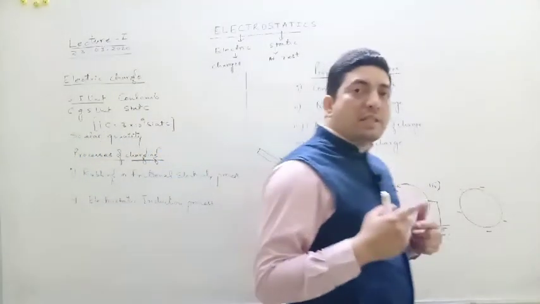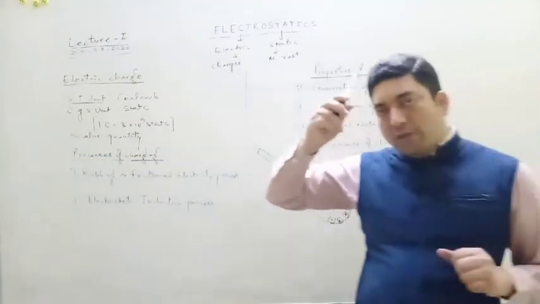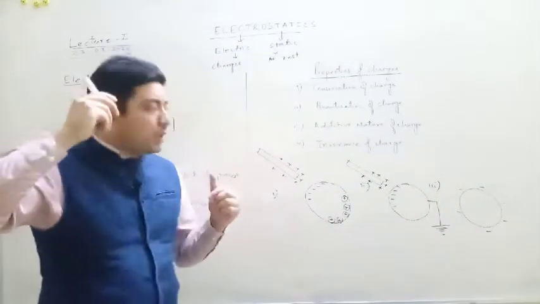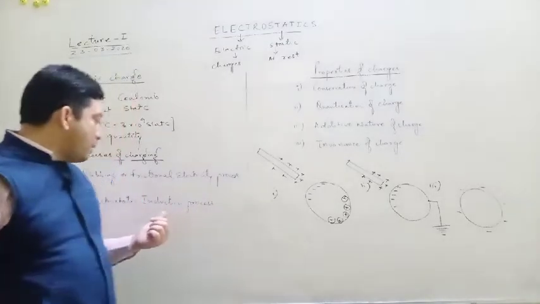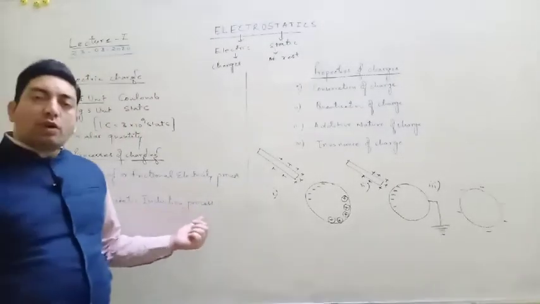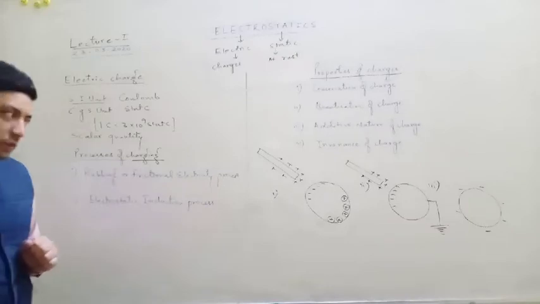So we have to understand these two processes. Earlier, once you were rubbing the glass rod with silk, you were doing the first process, and once you have taken this glass rod towards the pieces of paper, you were doing the second process, which is called the electrostatic induction process.